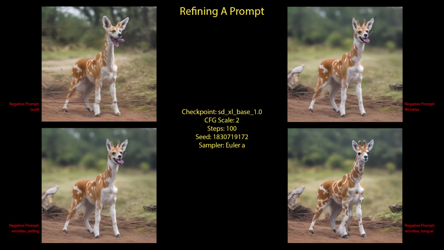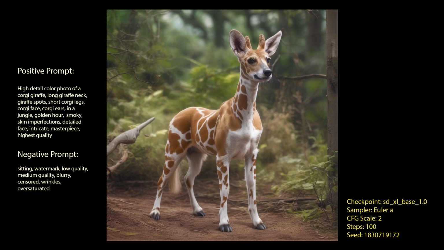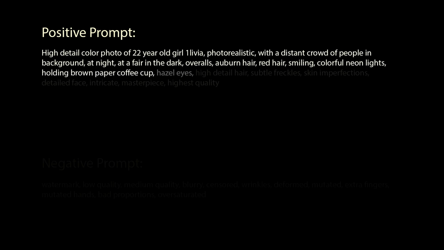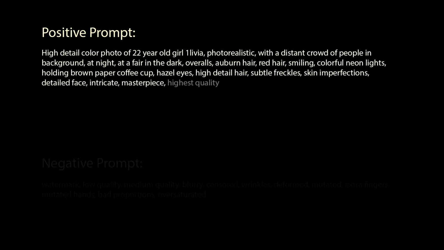More complex prompts allow Stable Diffusion users to truly dial in the image they wish to create. For our demonstration of variables, we will use the more complicated positive prompt: high detail color photo of 22-year-old girl 1 Livia, photorealistic, with a distant crowd of people in background, at night, at a fair in the dark, overalls, auburn hair, smiling, colorful neon lights, holding brown paper coffee cup, hazel eyes, high detail hair, subtle freckles, skin imperfections, detailed face, intricate, masterpiece, highest quality.